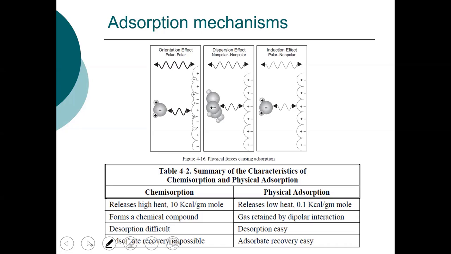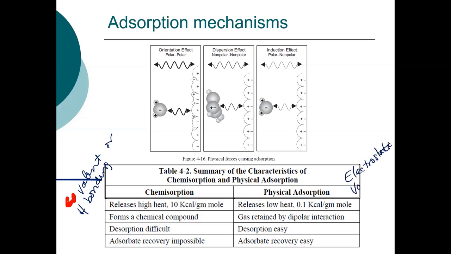So it's much easier to recover chemicals that are attached by physical adsorption than chemicals attached by what we refer to as chemisorption, by covalent or hydrogen bonding. Physical adsorption is electrostatic or van der Waals, so these are much weaker forces. Chemisorption is much stronger. So let's stop there.